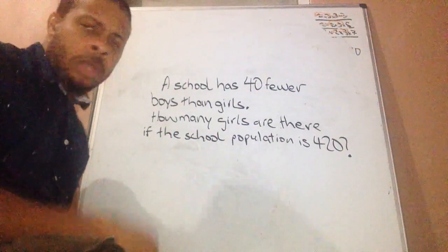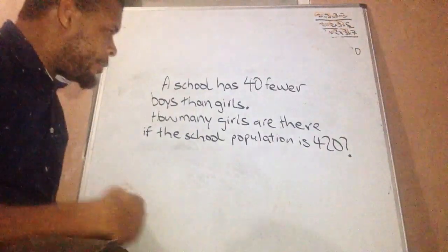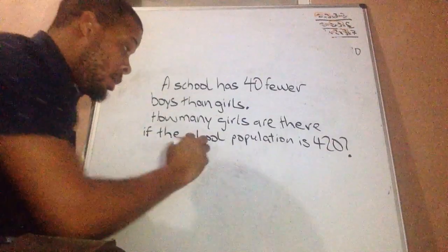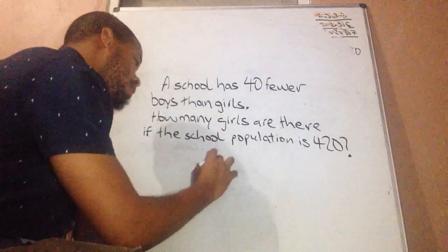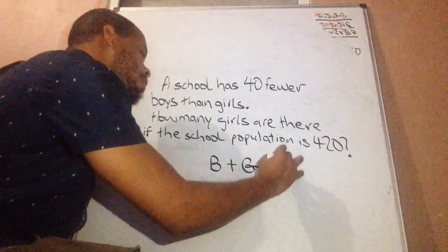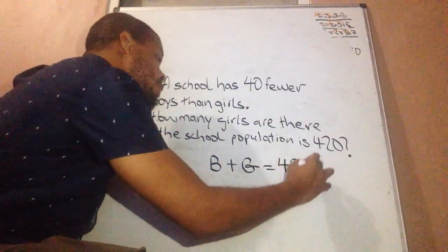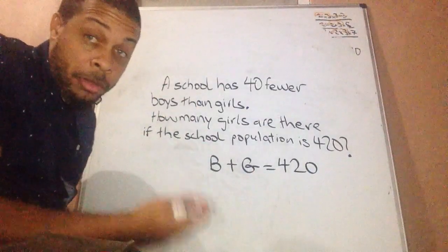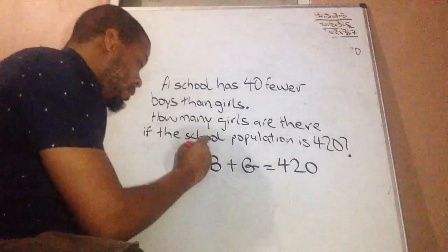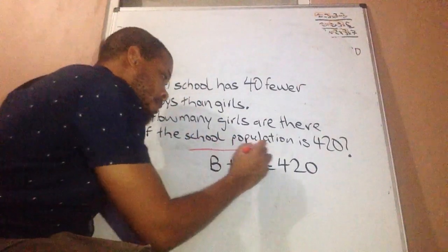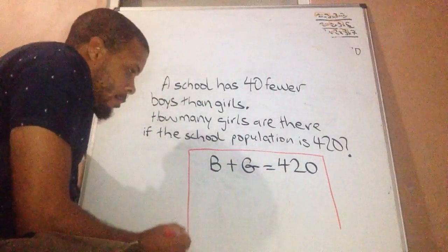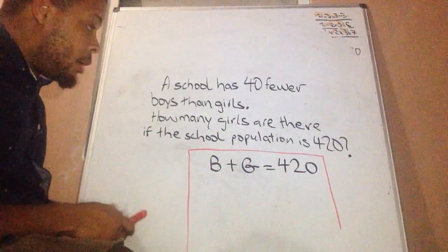Okay, this is what I'm getting from this. No matter how you slice it, a certain number of boys plus a certain number of girls, that amount is equal to 420. We don't know what amount it is, we just know that that's the case, right? So let's just focus on that a little bit.